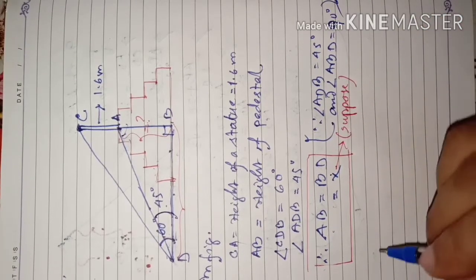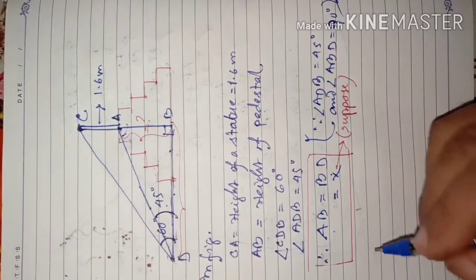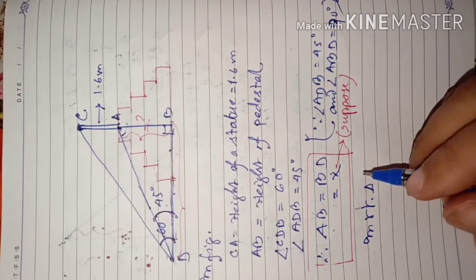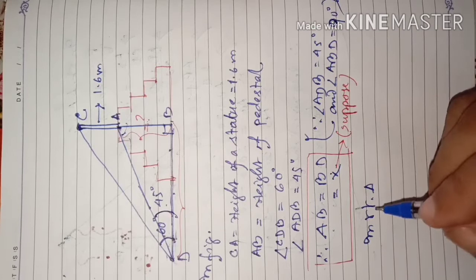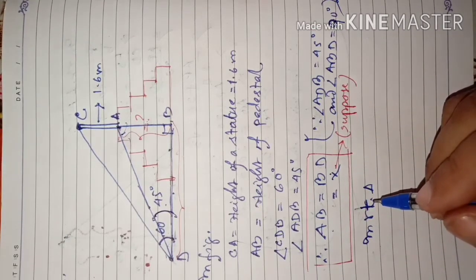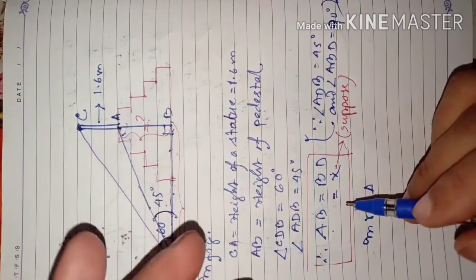Now let us take this right triangle CBD. As many right triangles as there are, that many times you have to apply the trigonometric ratio. This is one right triangle we have applied here.